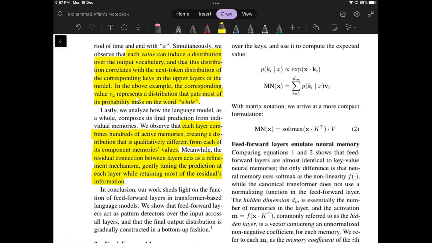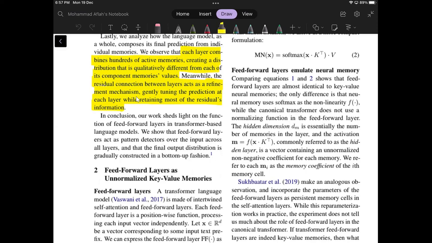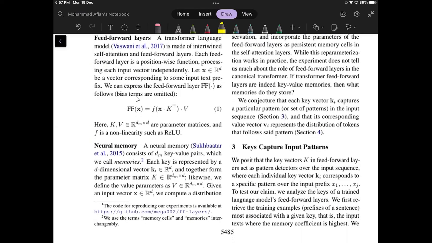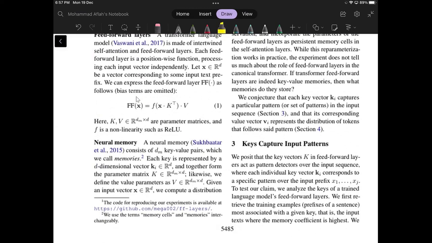We'll be getting into more detail on each of these things, but right now we're just getting a high-level idea. In conclusion, the work sheds light on the function of feed-forward layers in transformer-based language models, and they show that feed-forward layers act as pattern detectors over the input across all layers, and that the final output distribution is gradually constructed in a bottom-up fashion. Their experiments are linked here. The GitHub is given.